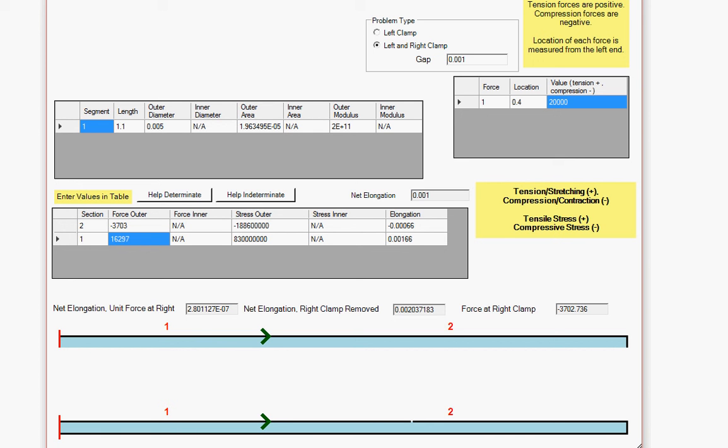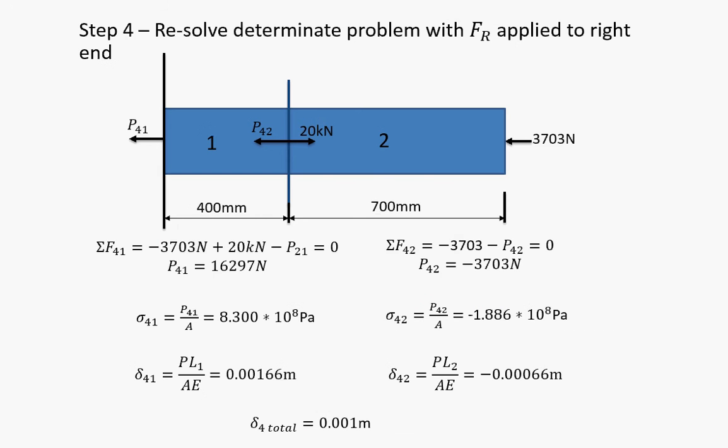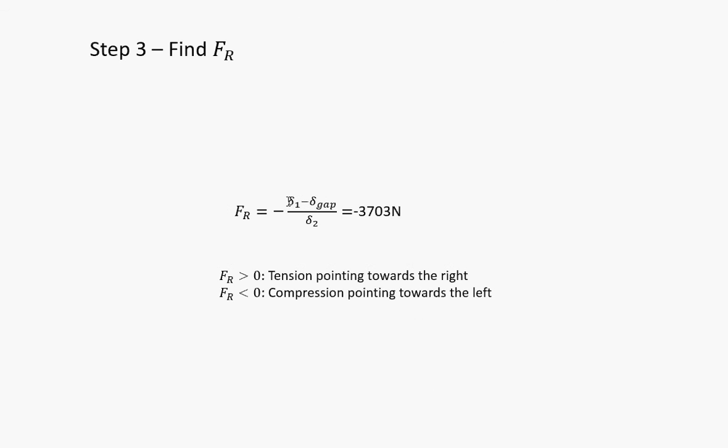Basically, you can approach these gap problems more or less the same exact way as you have for the other indeterminate problems. It's just when you calculate the force of the right clamp, you subtract the gap distance from the net elongation of step 1, and you will be able to find the force in the right clamp.